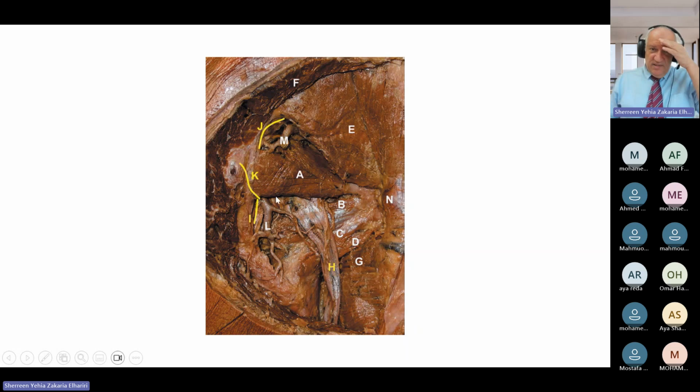Okay, so anyone, of course, this is the back of the thigh, and this is the big muscle, which is the landmark here, which is what? Piriformis. Okay, so A is piriformis. So what is B? Small muscle. B is obturator internus.